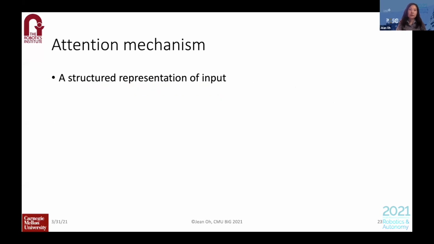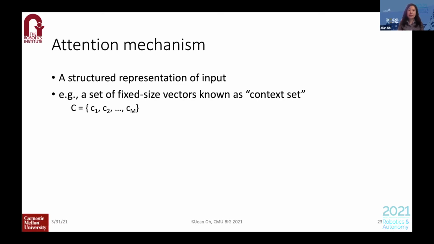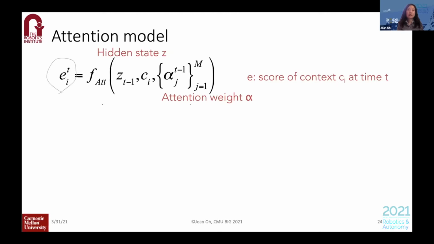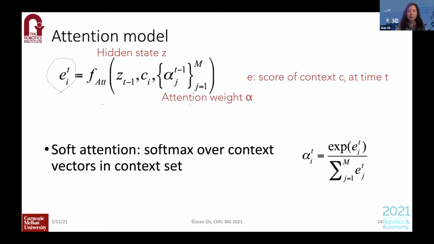Okay. So how do we implement this attention mechanism? Attention looks at the input as a structured representation, something like a context vector. And then it is essentially another neural network to map this hidden state to the context vector. So it's another function approximation. Okay, just to quickly go over: this is another neural net that's representing the attention function. The attention weights are learned during the training.